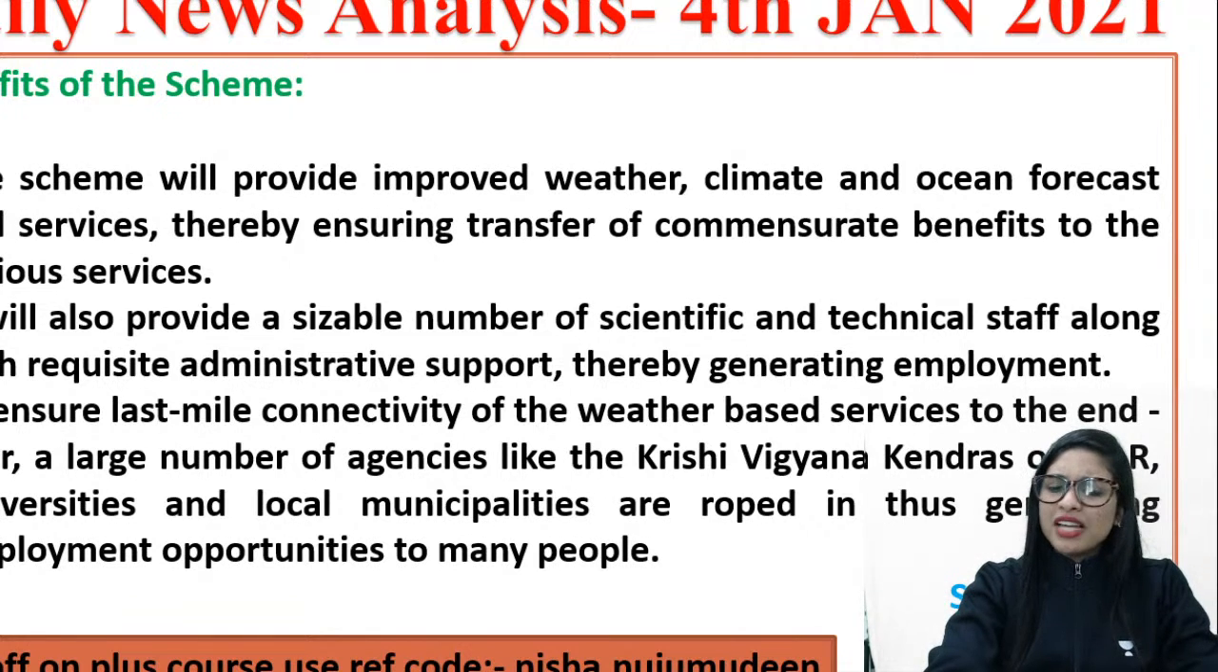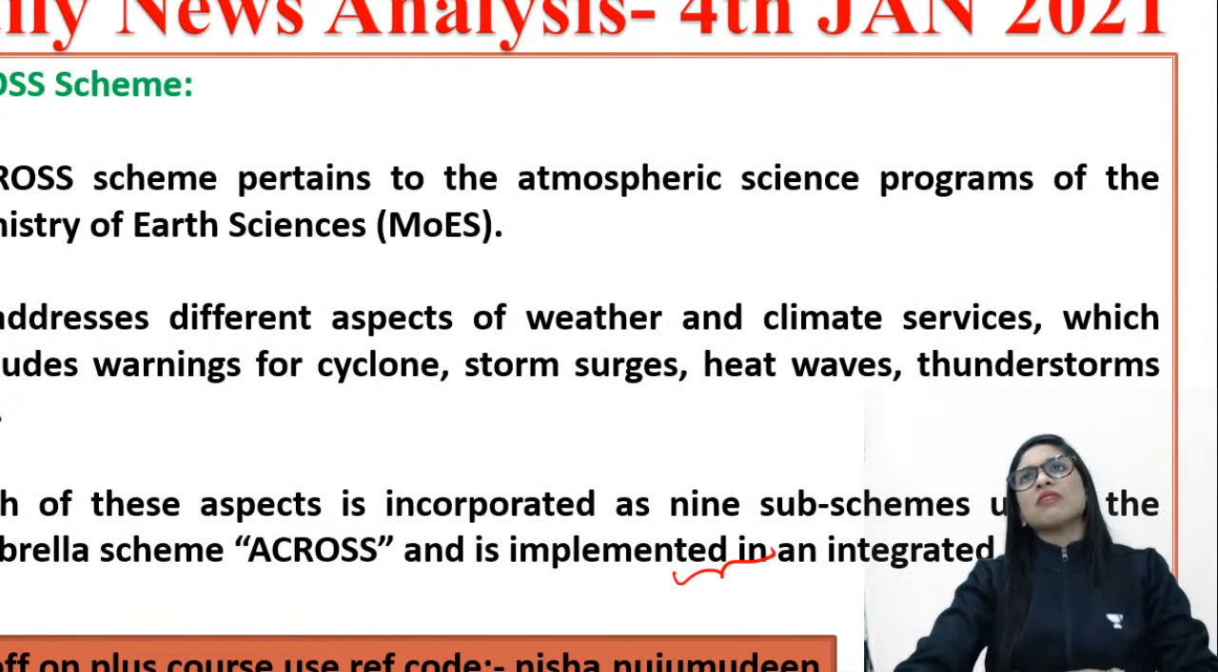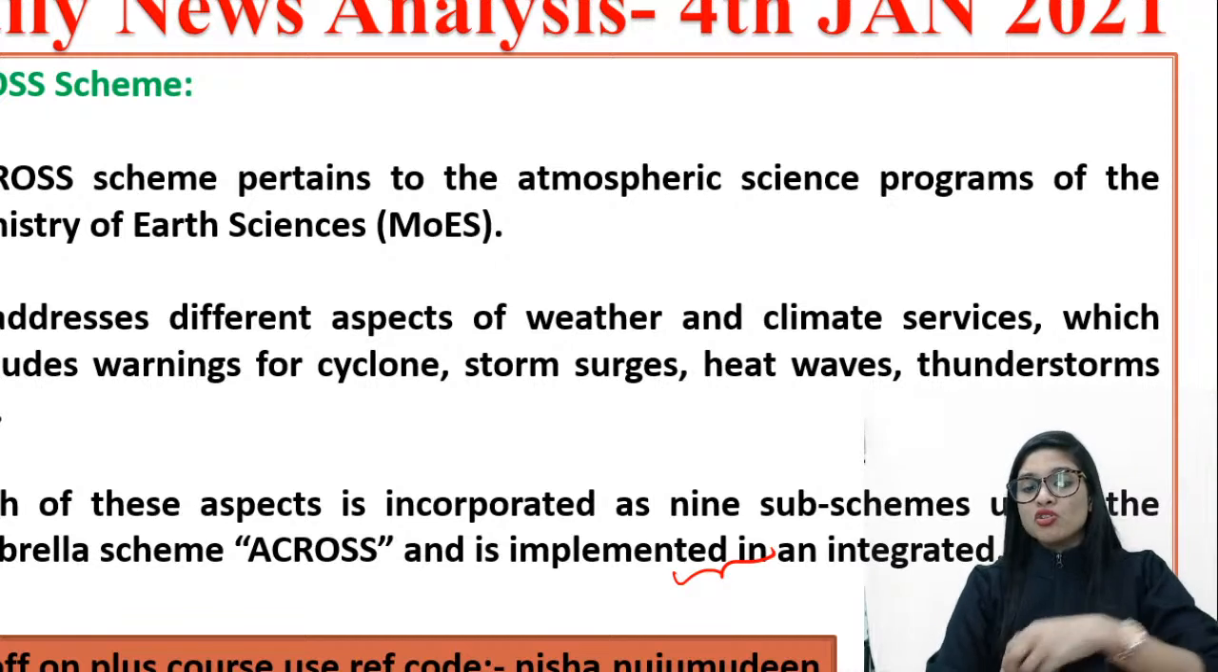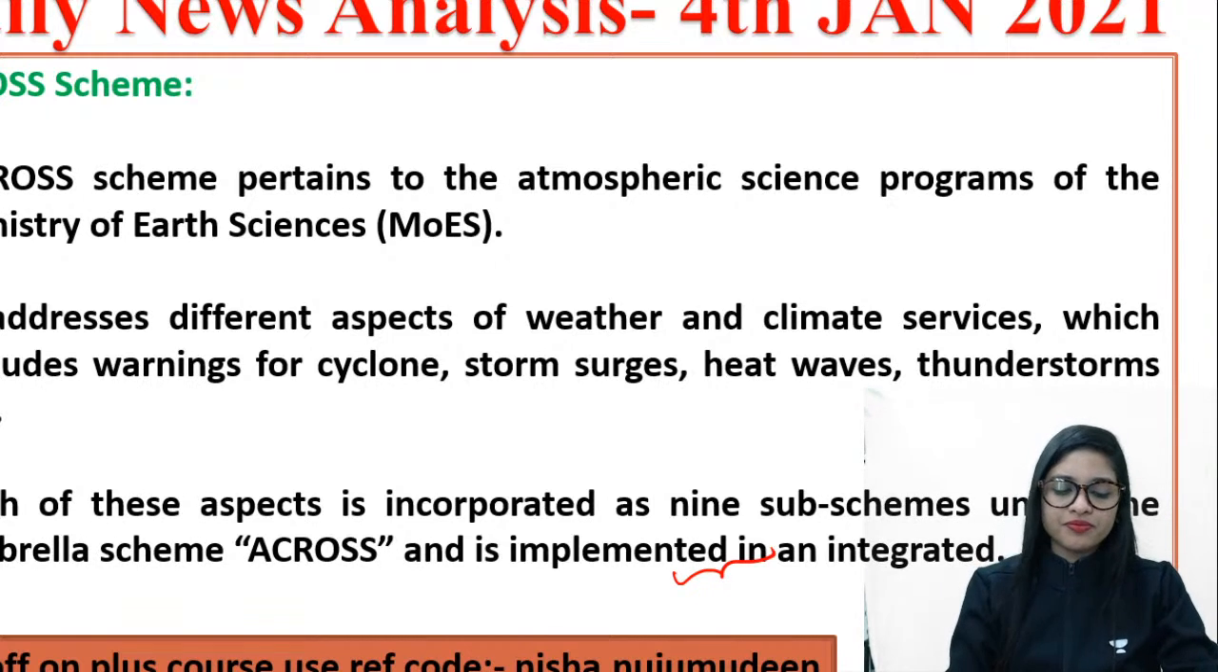Now, do you think it's beneficial? Absolutely, it's beneficial. And I've told you many times that whenever you study schemes, the best source to study them is PIB, the Press Information Bureau. So don't forget that, my young officers. Clear?